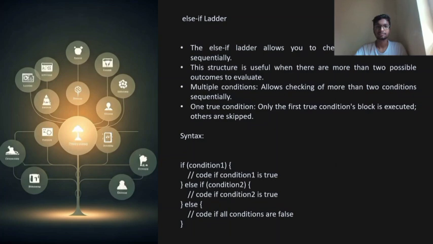Else if ladder. The else if ladder allows you to check multiple conditions sequentially. This structure is useful when there are more than two possible outcomes to evaluate. Multiple conditions allows checking of more than two conditions sequentially. One true condition: only the first true condition's block is executed, others are skipped.